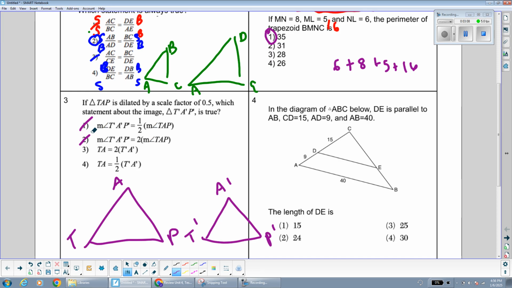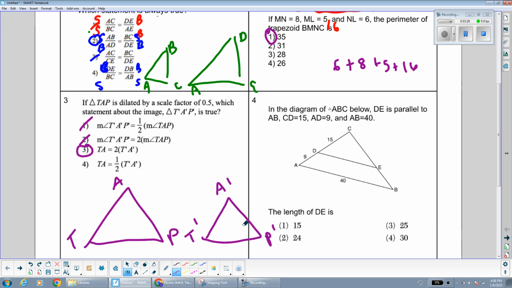Number three, TA is double T prime, A prime. That is absolutely true because TA is before the scale factor dilation of 1/2. So the dilated one is smaller. So the original one is bigger.